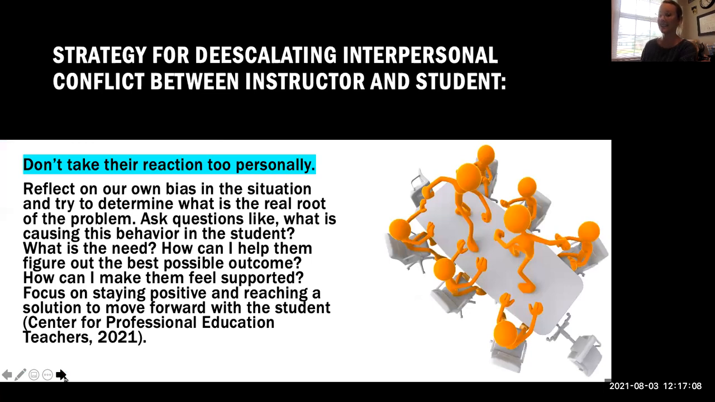So, how can we de-escalate interpersonal conflict between the instructor and the student? Well, one big thing is don't take their reaction too personally. We need to reflect on our own bias in the situation and determine what's the real cause of this problem, because often it's not that they just hate you as the professor. So, ask questions like what's causing this behavior in the student? What is the need of the student? How can I help them figure out the best possible outcome? And the biggest thing is focus on staying positive and reaching a solution to move forward with the student in a way that you build trust and help them be successful in the future.